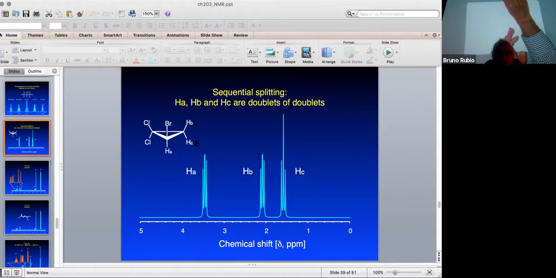HB is also split by HA and HC. And again, the coupling constants here were not equivalent. I get 3 components, but it's not a triplet. It's a doublet of doublets. A triplet would have a 1 to 2 to 1 intensity pattern.